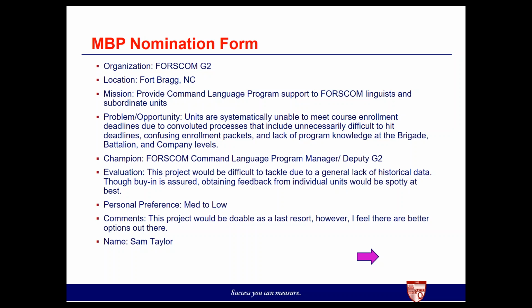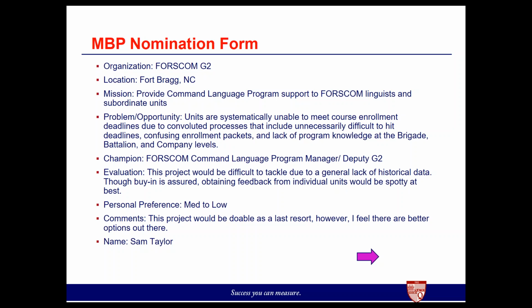So each unit will provide us with their yearly training requirements. They'll say, for instance, I've got 18 Arabic linguists, I've got 30 Russian linguists, and 12 Chinese linguists who need training for fiscal year 17. They'll send that typically in the middle of the previous fiscal year, and then they'll start to send their training request packets for each individual linguist 90 days prior to them actually needing that training.